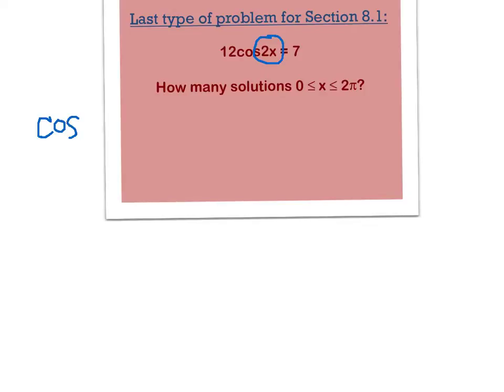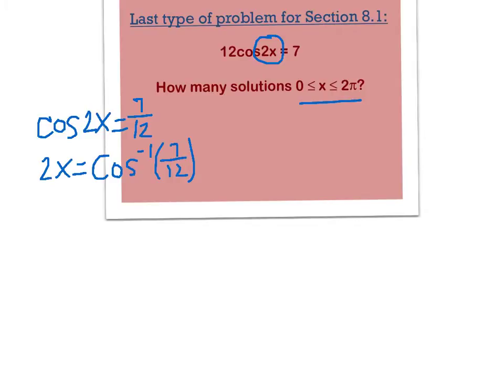If we divide by 12, we have the cosine of 2x equals 7 over 12. Next, if we take the cosine inverse of both sides, we end up with 2x on the left and the inverse cosine of 7 over 12 on the right. We'll notice that our domain is given to us in radians, so our calculators need to be set to radians. We end up with 2x equals 0.95 as our first answer.